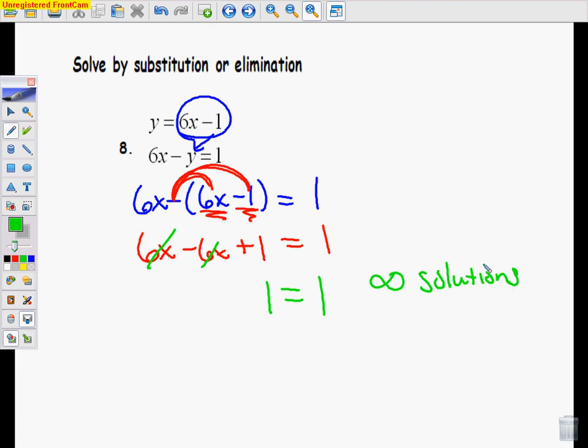And infinite solutions means that if I was to graph both of these lines, this line and this line, those two lines would be coinciding lines. They would be right on top of each other. They would intersect at every point. Okay? If it came out to be, just hypothetically speaking, something like 1 equals 11, this is not a true statement, and then that would be no solutions. That's not the problem that we have here, though, so we're not going to worry about that right now. All right, good.